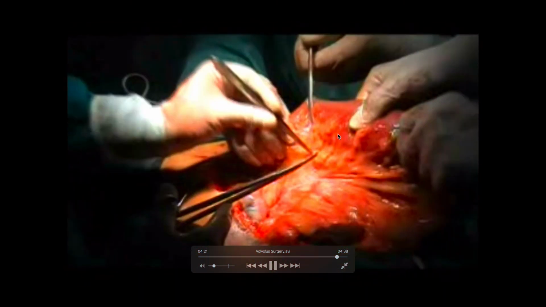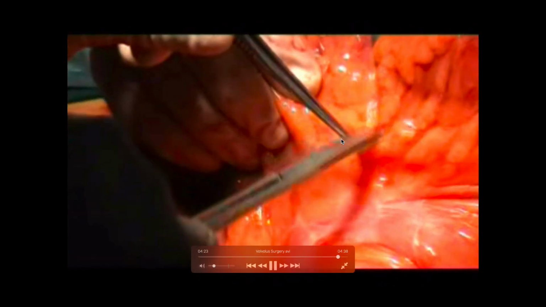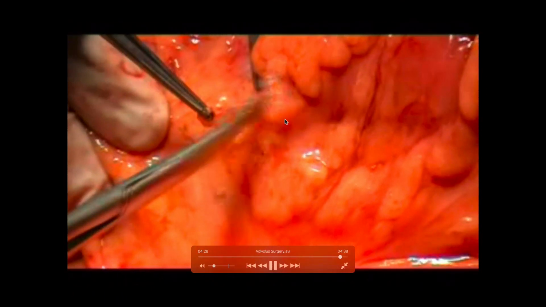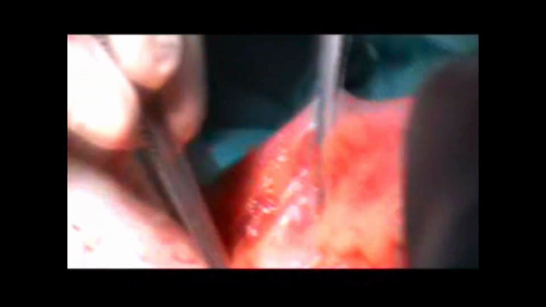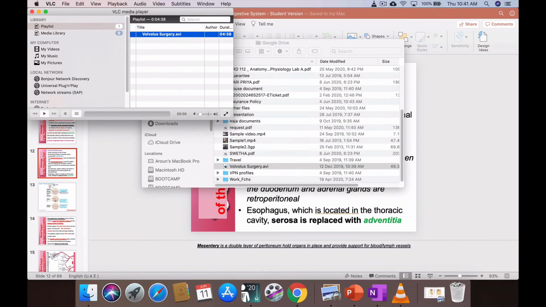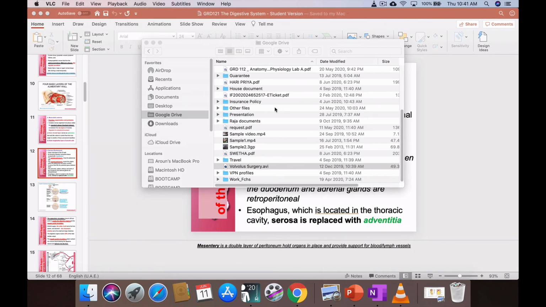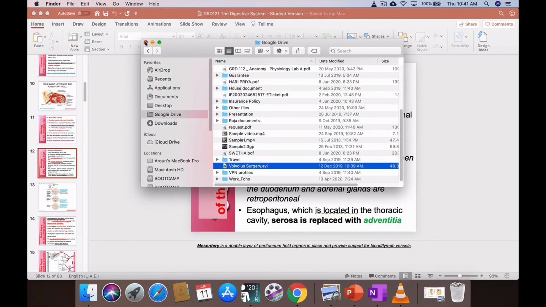You can see we are separating the mesentery membrane, and only then can we ligate the blood vessels, and only then can we excise this intestine. This is how the mesentery membrane is present, holding the blood vessels in it. You see how fragile the mesentery membrane is. I have the full recording of the remaining part, I will show you later.